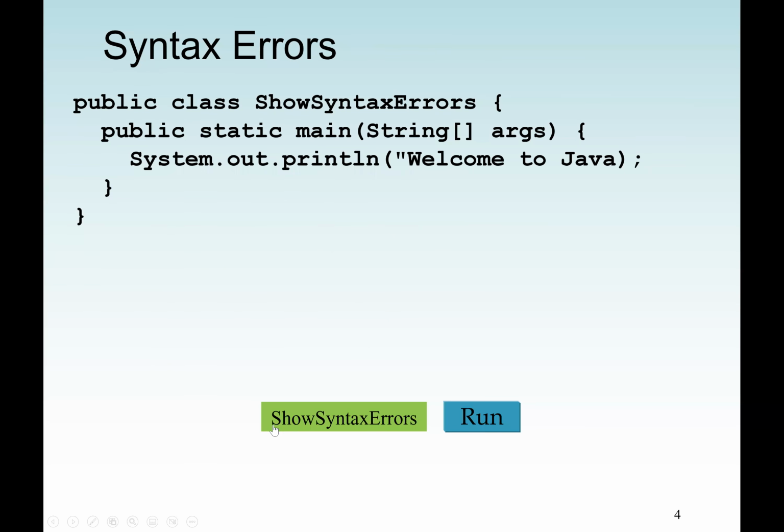Now let's see an example of a syntax error. We have a program here, public class ShowSyntaxError. That's the name of the file, ShowSyntaxError.java. In this program, we have the main method, public static void main(String). So it looks correct. But in System.out.println, we have "Welcome to Java. Here we can see that we opened the quotation, but we didn't close it. So this will give us a syntax error. This program will not compile.